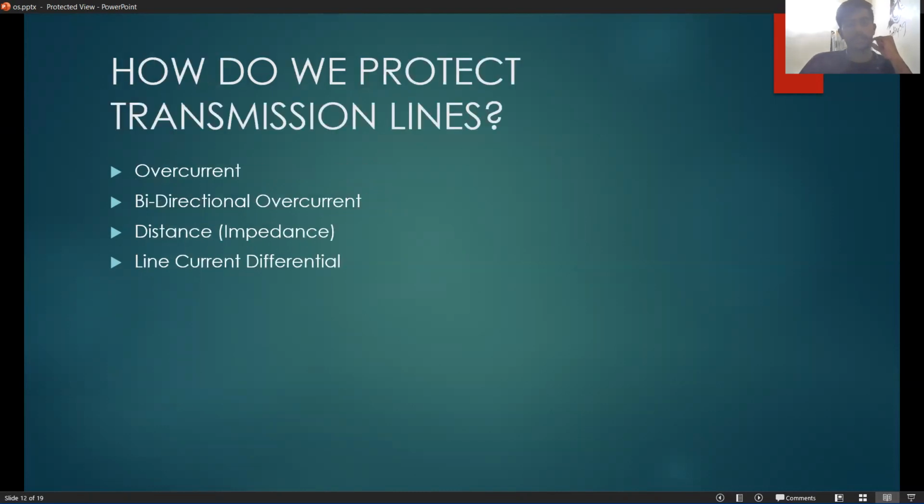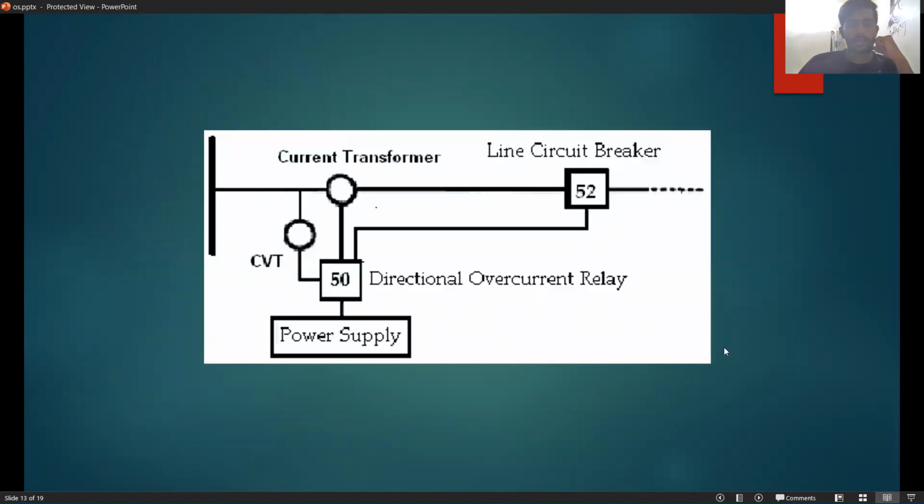How do we protect the transmission lines? By overcurrent and bidirectional overcurrent, distance, that is impedance, and line current differential. So here is the power supply. Here is a current transformer that is passing through the line circuit breaker, and we have the power supply from here. So this is a directional overcurrent relay from power supply to line circuit breaker, and power supply to current transformer, and power supply to current transformer to CVT.